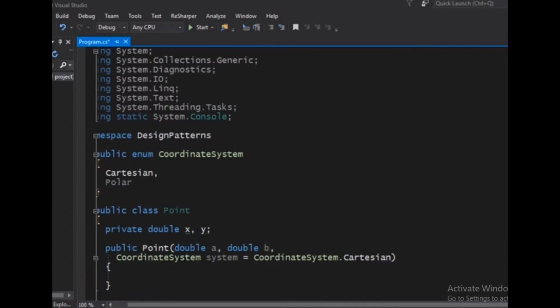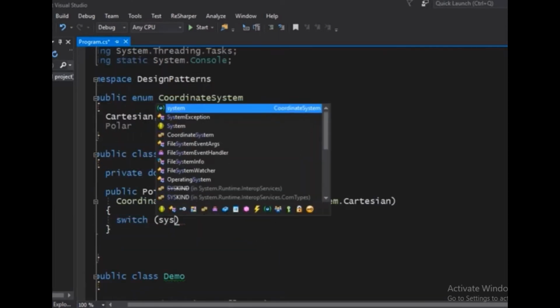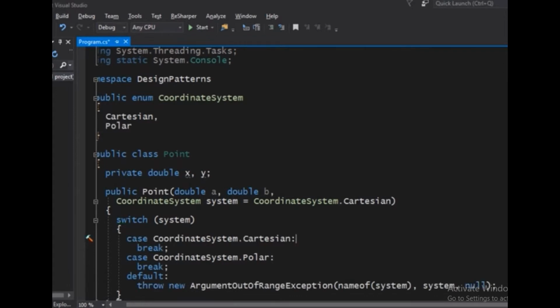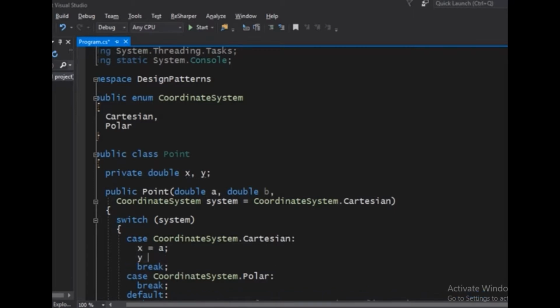And then of course what would happen in here typically is you would do a switch. So you would switch on the coordinate system like so. And let's generate the switch labels here. And in the case of the coordinate system, in the case of Cartesian, in fact, everything is easy. You just say x equals a, y equals b.